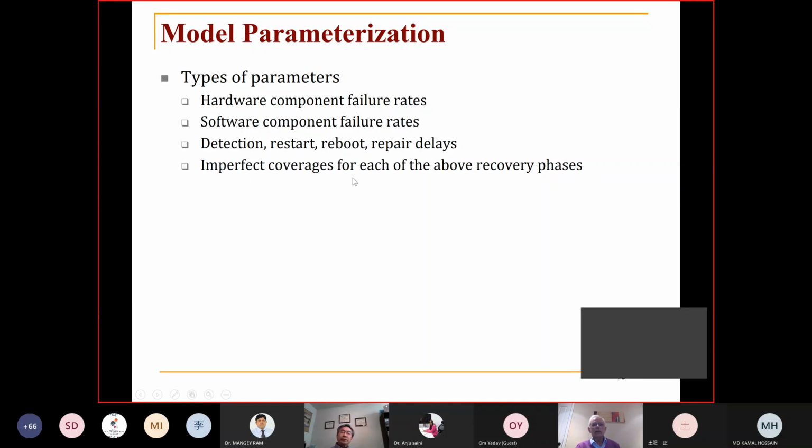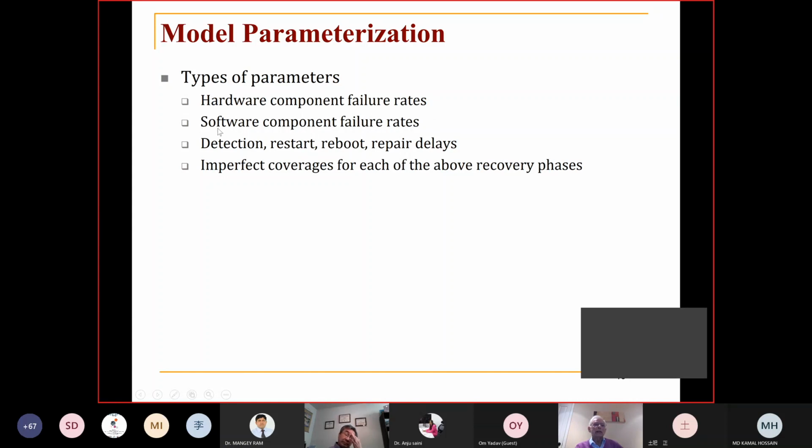And that is called imperfect coverage for each of the above recovery phases. So I asked IBM engineers who are working with me for all these input parameters. Now I found that in all companies I worked with, the hardware component failure rates are the easiest. Nobody has ever said they don't know that. They have numbers in some table somewhere.